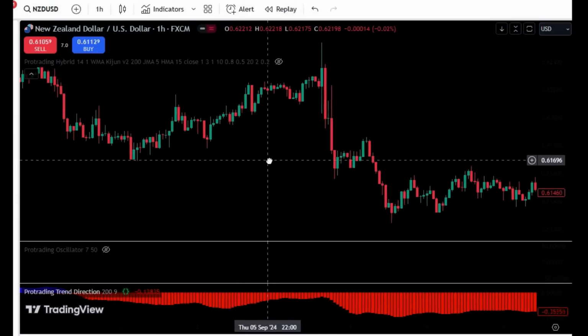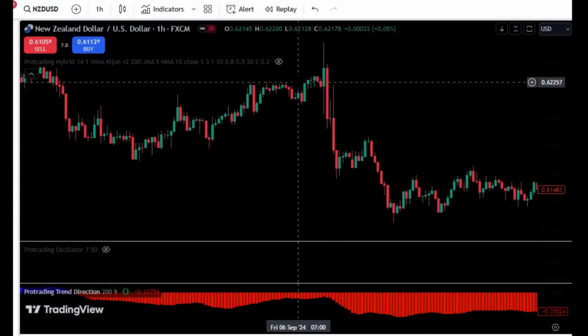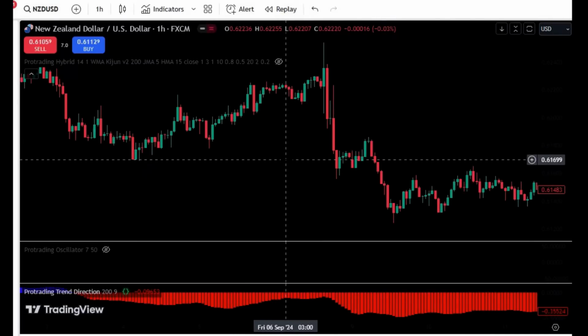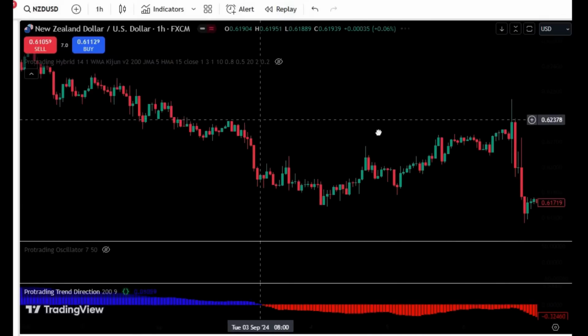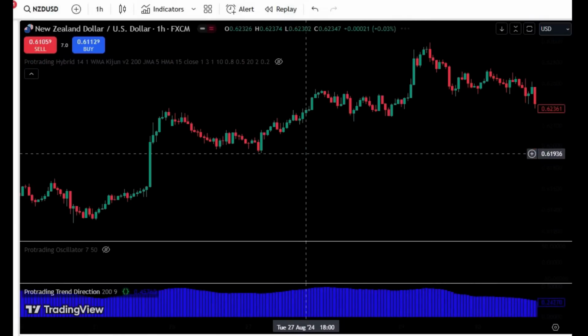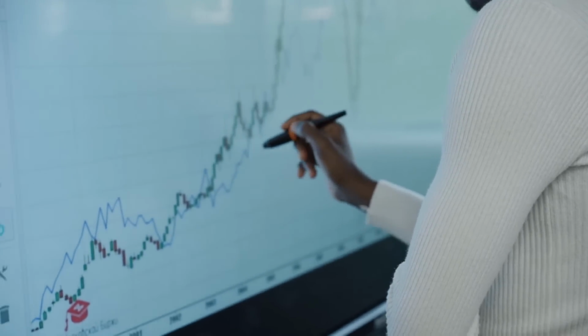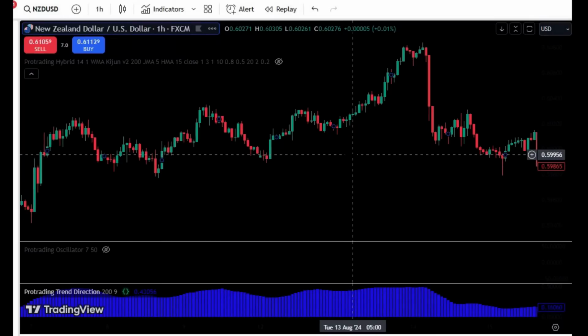The strategy will cover how to use the indicators which we are going to be using. One of the indicators is our pro trading trend direction, and the second indicator is our pro trading oscillator. So these are two indicators we are going to be combining in order to formulate this strategy, and it will make your trading really simple and straightforward. The strategy is perfect for identifying a strong, reliable trend.